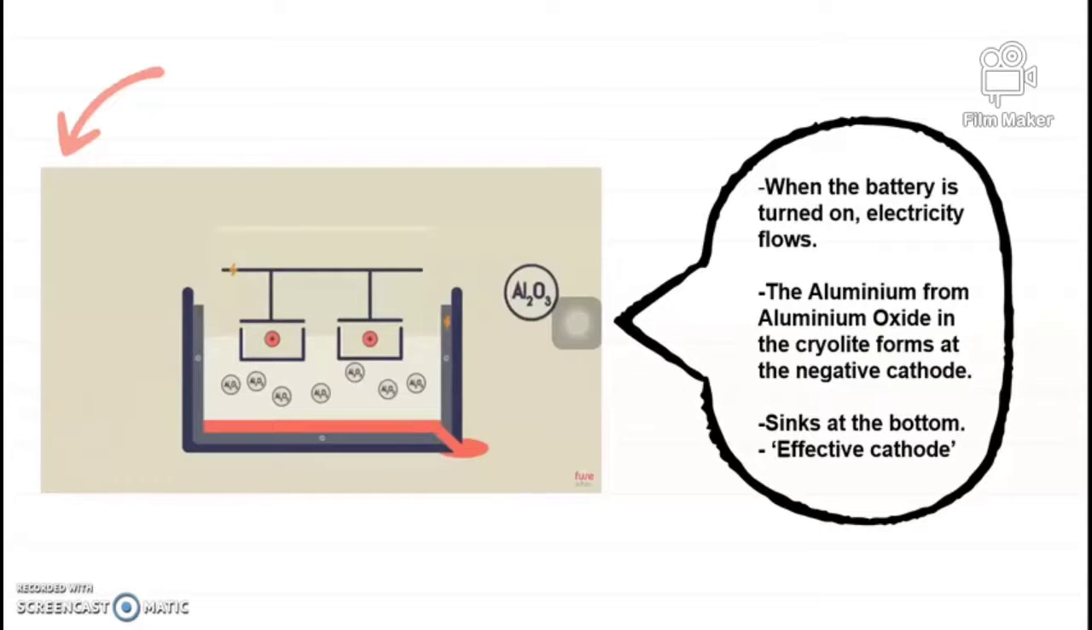So now, everyone, let's take a look at this short video so that everyone can have an overview of this process.